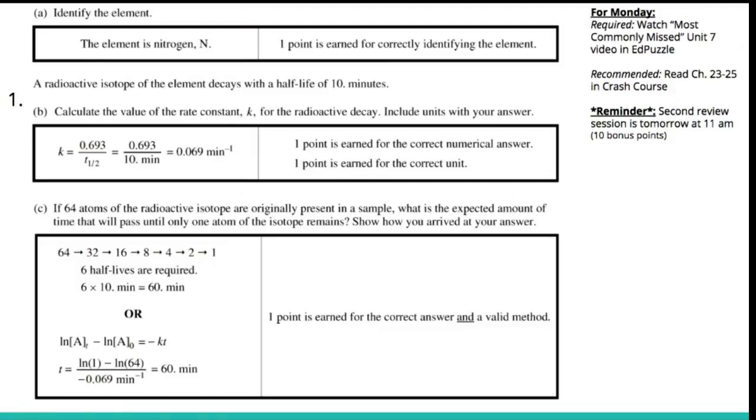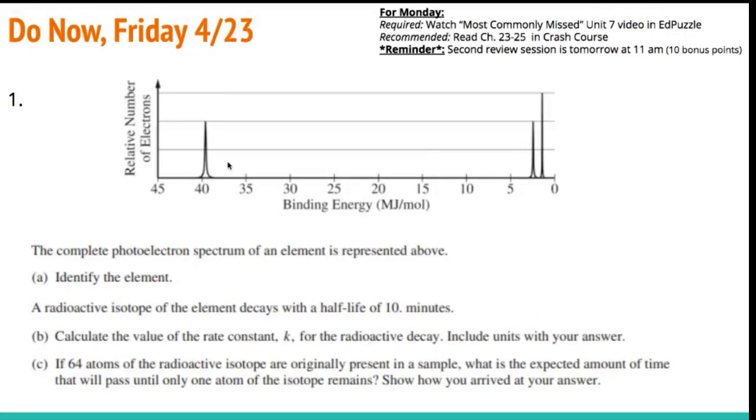That was 1 point. If we take a look at how we know that it's nitrogen, remember with PES, look for where the energy is the greatest. In the case of this PES spectrum, it's greatest on the left-hand side. Where the energy is greatest, those are the electrons closest to the nucleus. So those are your 1s electrons. Because we see other peaks to the right, that means that the 1s is filled. So that means that at 40 megajoules per mole, there are 2 electrons.